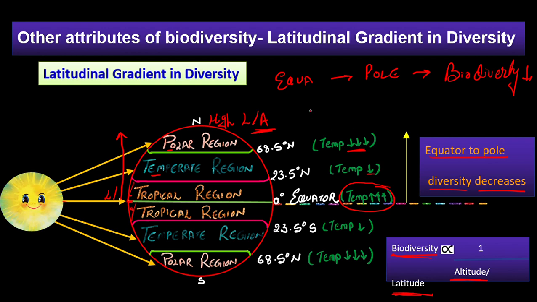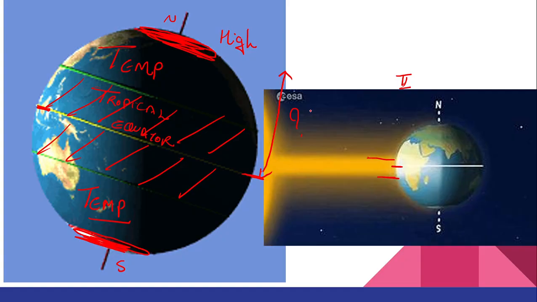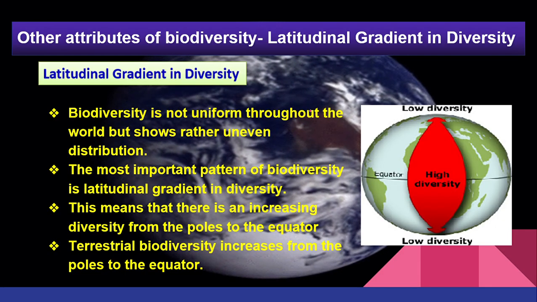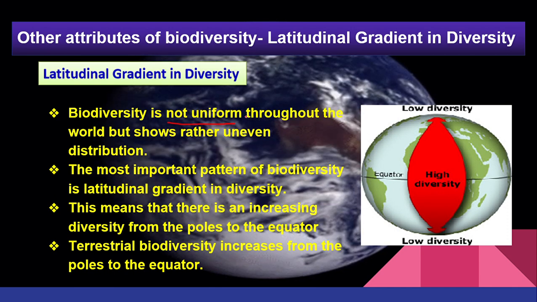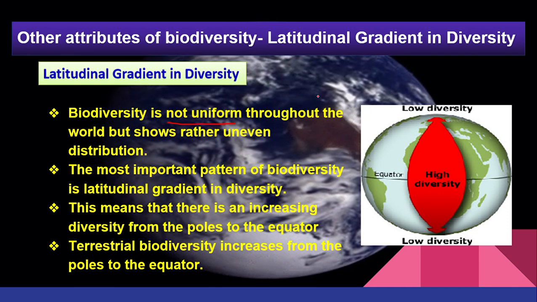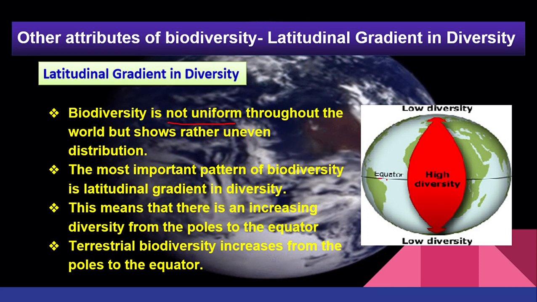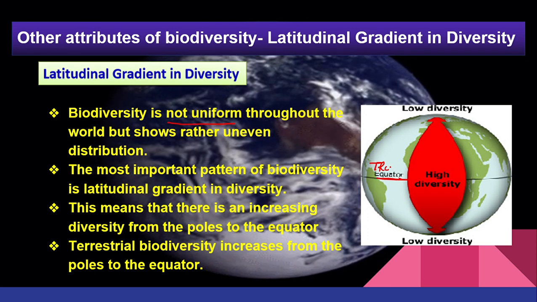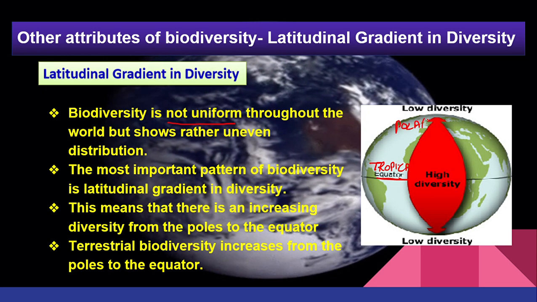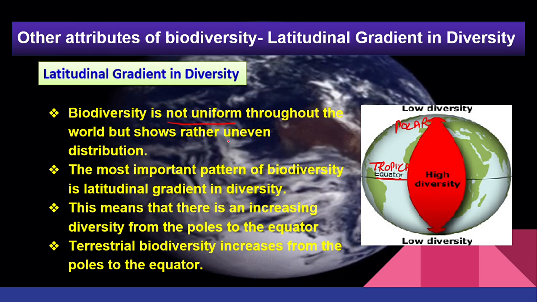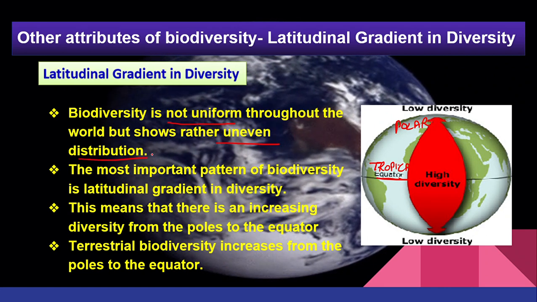Decreasing. So that means it is inversely proportional, right? Now let's come to our first slide and check out. Biodiversity is not uniform. Just now I told you it is going to be more towards the equator side, towards the tropical region, and it is going to be less towards the polar region, right? So throughout the world, it shows rather uneven distribution.